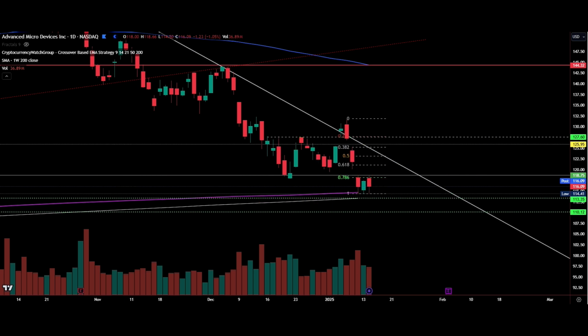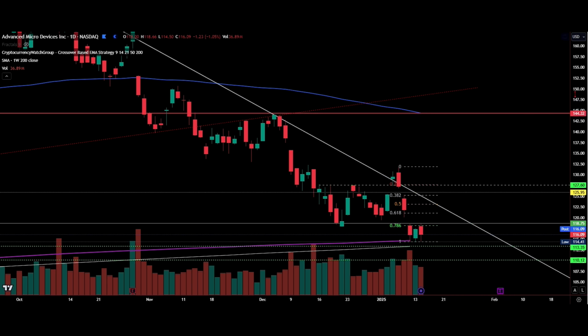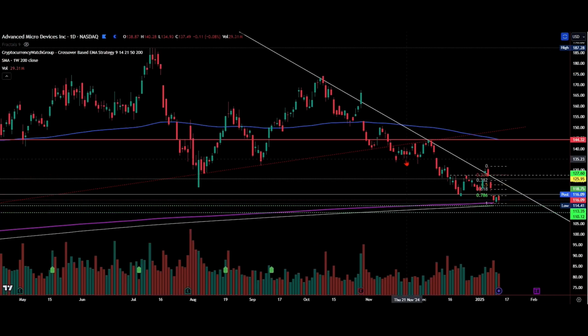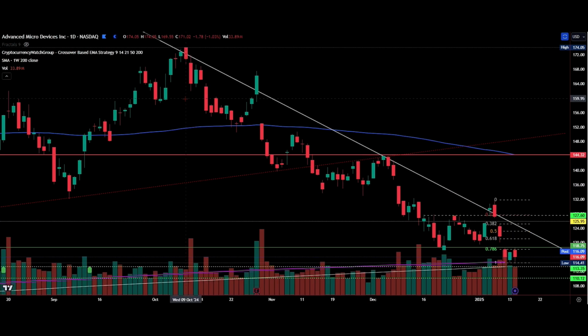We're looking at AMD. And AMD's not looking too well, folks. Not looking too well. We've been in this downtrend ever since October 9th of last year. You can see it in a downtrend.